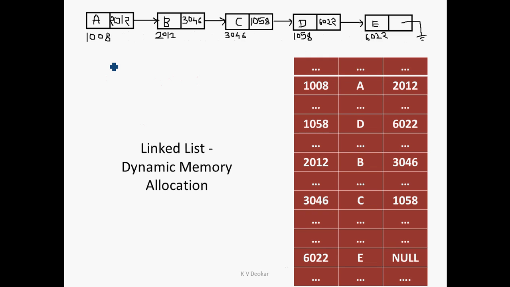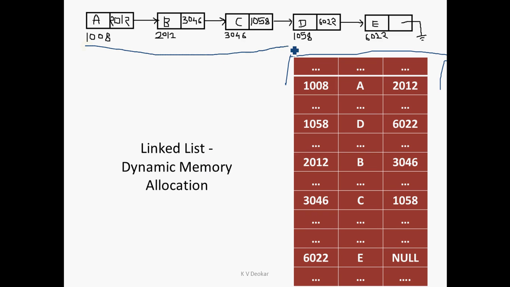Linked list uses dynamic memory allocation. Let us see the example. So this is a memory block where this linked list is stored. In dynamic memory allocation, memory is allocated from the heap area in random fashion.